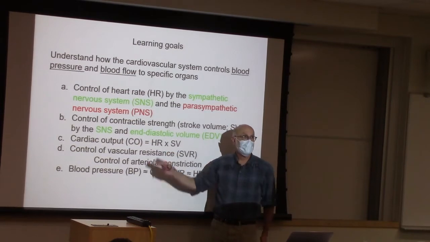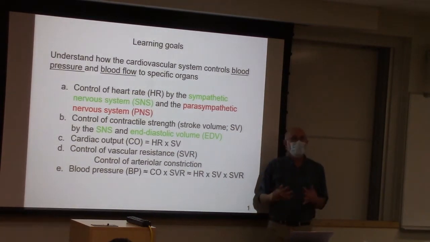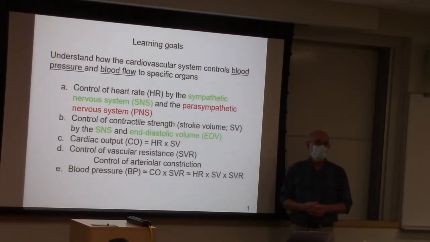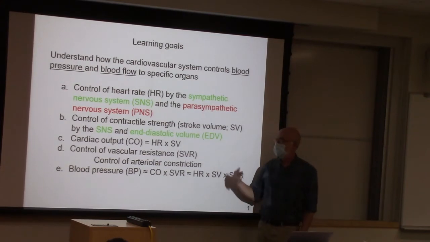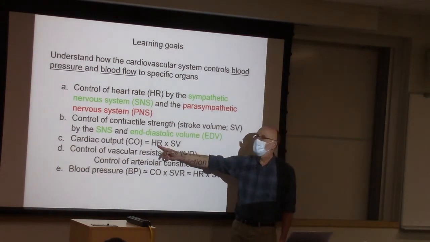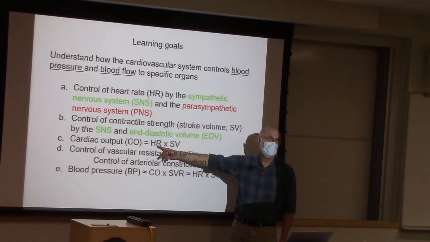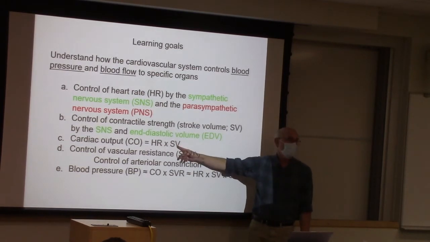We will talk about a concept called cardiac output. Cardiac output is the amount of blood the heart pumps per minute. So it's a product of the number of beats per minute times the volume per beat. Pretty straightforward arithmetic.